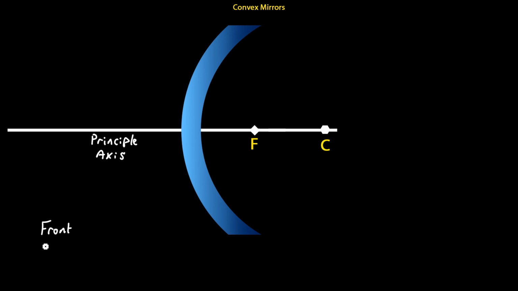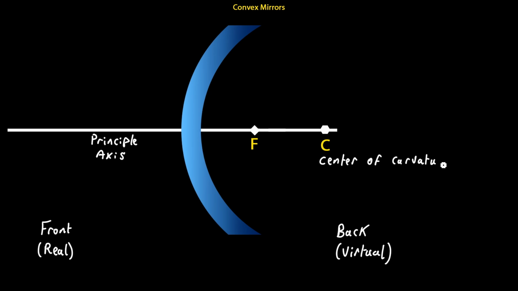Okay, I'm drawing out a convex mirror where this line is called the principal axis. The front side of the mirror is called the real side, and the back side of the mirror, or the rear side of the mirror, is called the virtual side. C represents the center of curvature for this convex mirror. So if we were to extend this mirror out, it would form a sphere, and C would be in the center of this sphere. F is the focal point, and it's always halfway between the center of curvature and the reflective surface of the mirror.